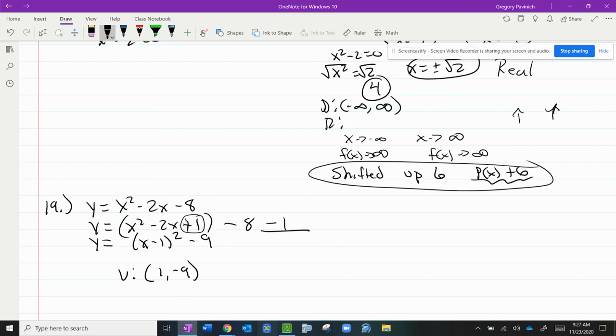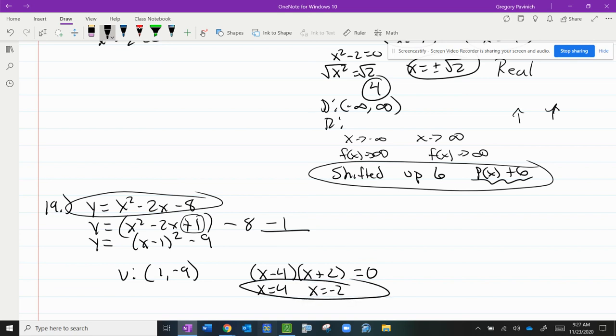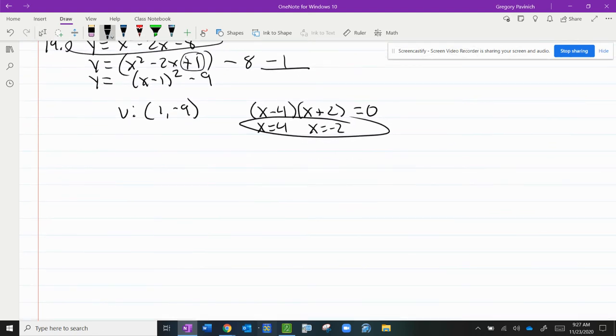And easiest is to factor this if I could, right? You could solve that, but factoring is so much easier. So x minus 4 times x plus 2. So x-intercepts at 4 and -2. Okay.